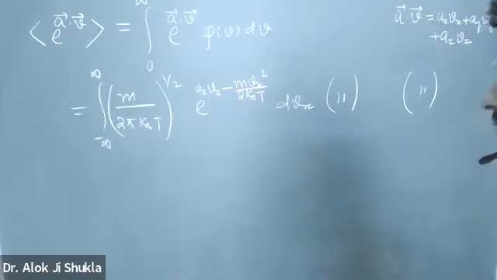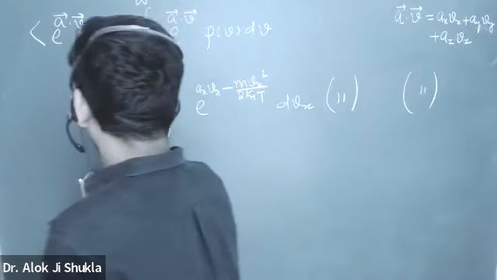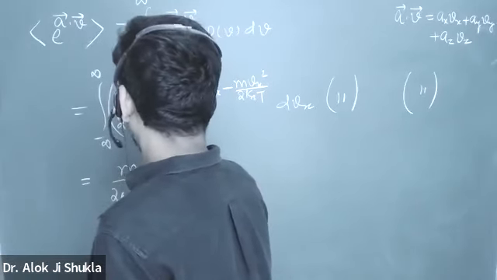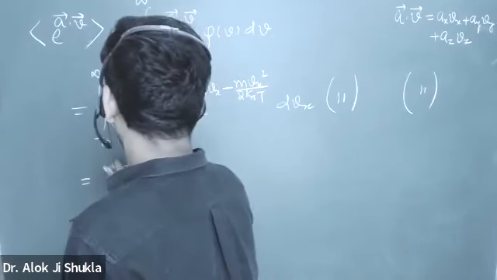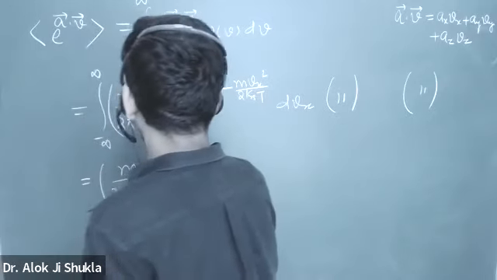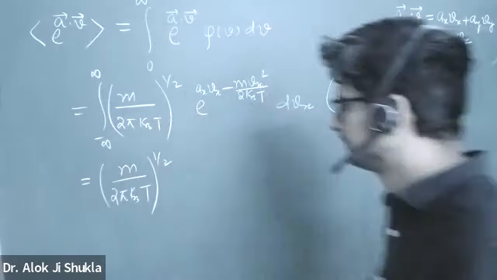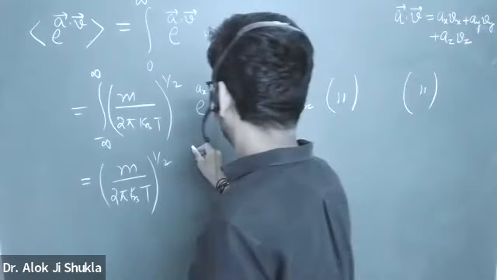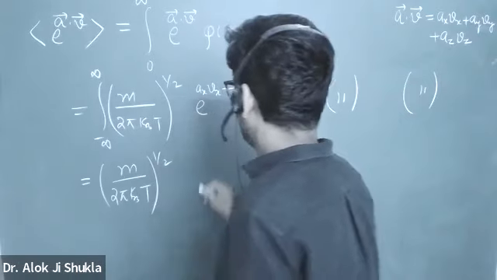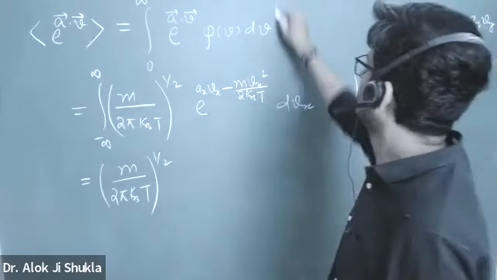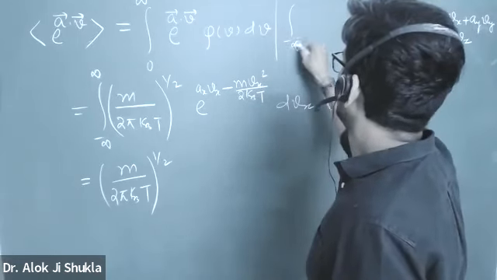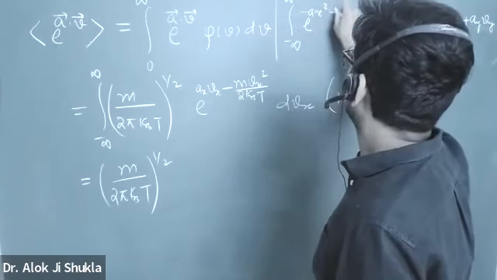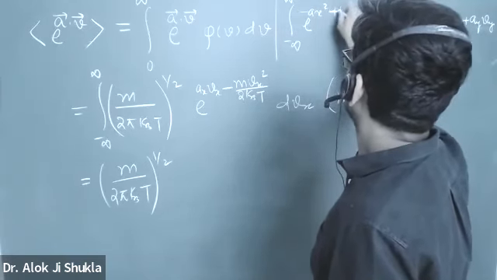So what will this become? It will become m by 2 pi kbt to the power 1 by 2, integral. What is this integral equal to? So I gave you one integral, integral minus infinity to plus infinity e to the power minus ax square plus bx and dx.